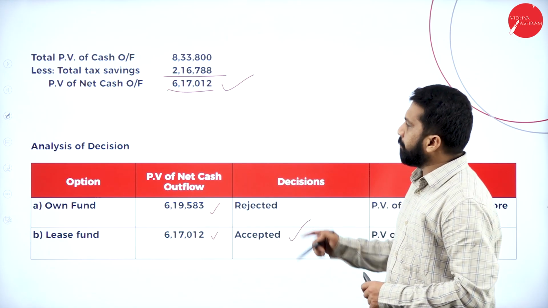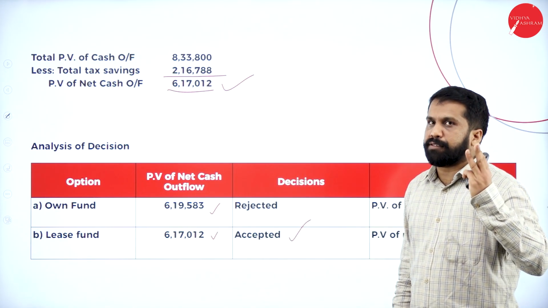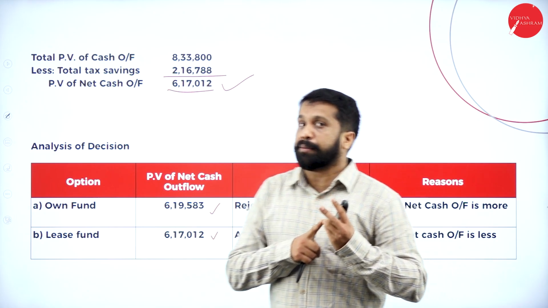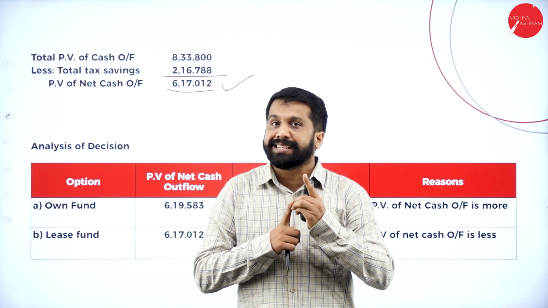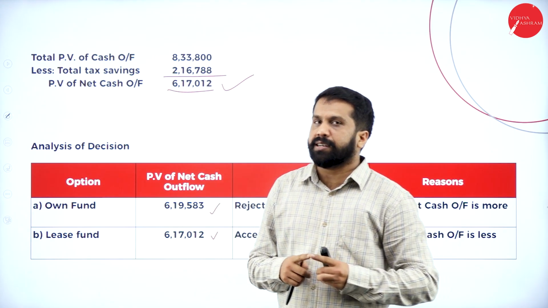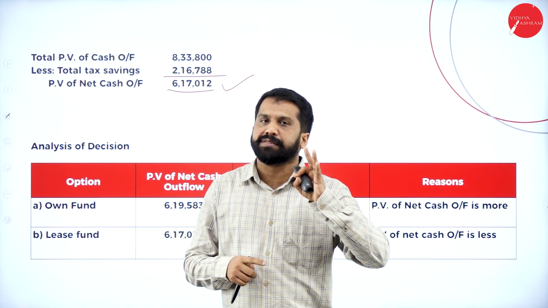So we're done with 3 problems. What is the first one? Capital structure or capital budgeting. And the second one is what? Your own fund or else borrowed fund. And the third one, own fund or lease fund.